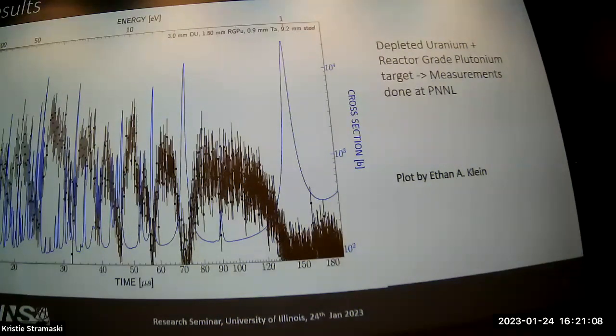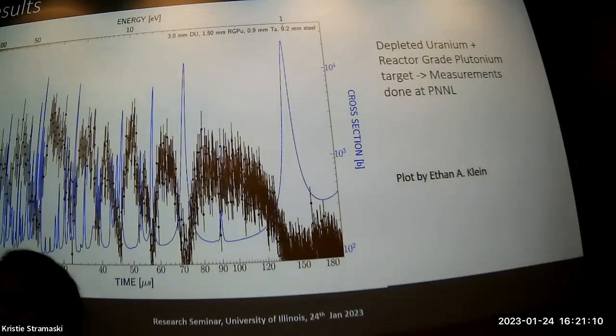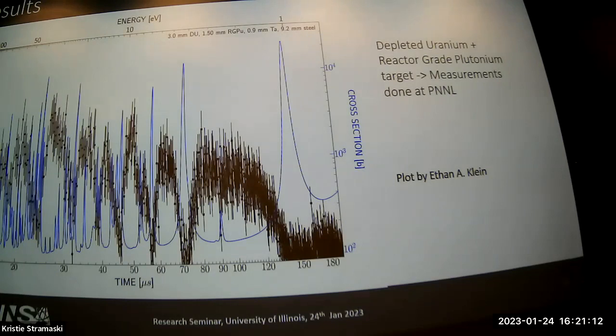Now, plutonium-239 is the most important isotope. It has a very low energy dip, which is 0.3 eV. Our setup cannot see that. Our sensitivity starts at 1 eV, but 240 has that resonance, so you can see 240. And all the other dips are coming from uranium-238 and tantalum.